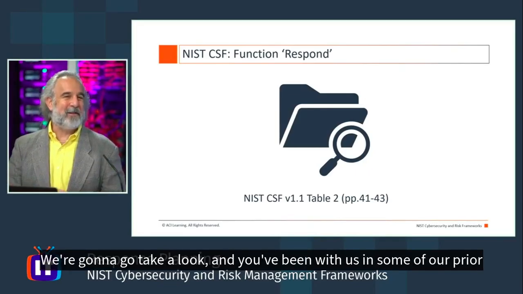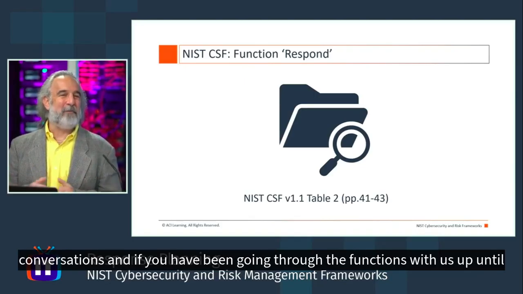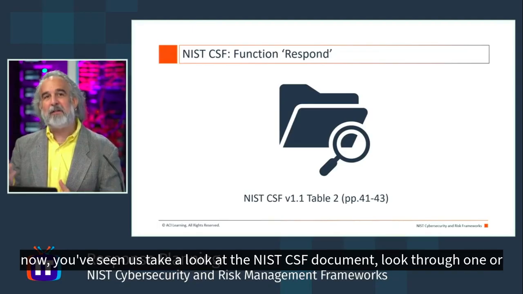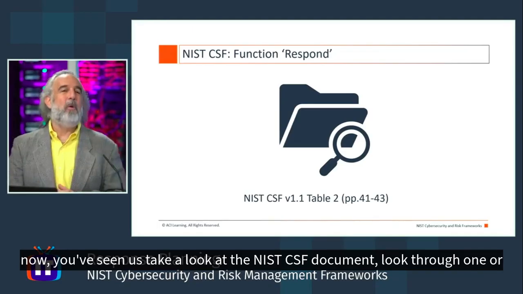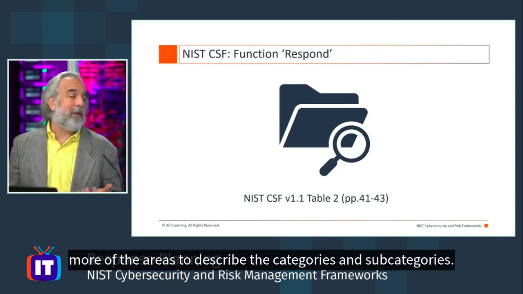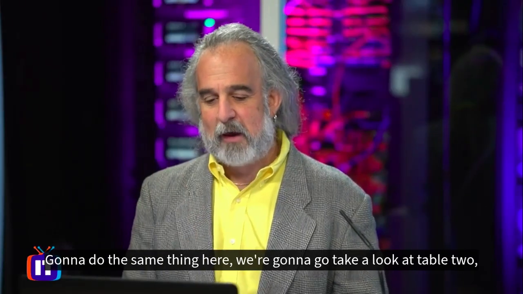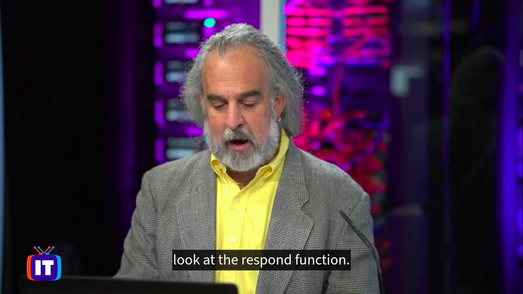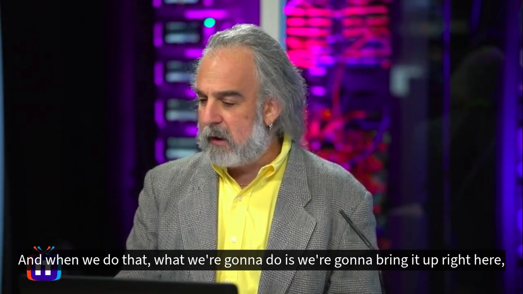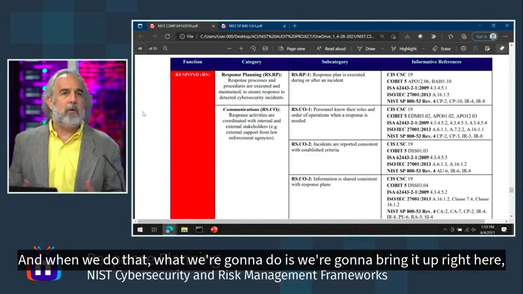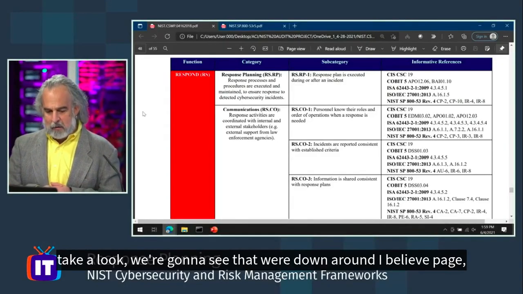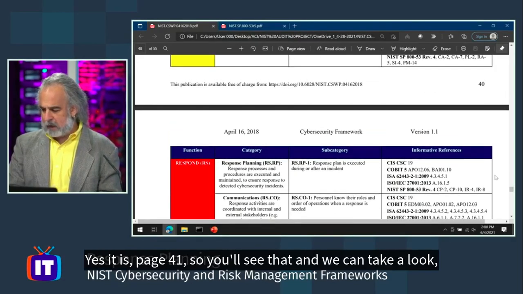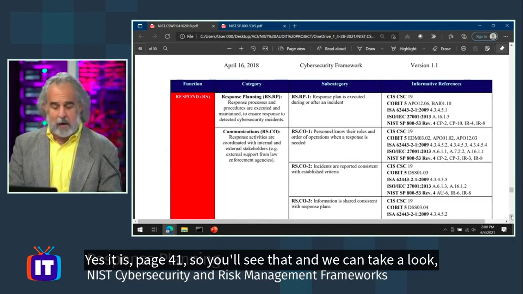And you've been with us in some of our prior conversations. And if you have been going through the functions with us up until now, you've seen us take a look at the NIST CSF document, look through one or more of the areas to describe the categories and subcategories. We're going to do the same thing here. We're going to go take a look at table 2, look at the respond function. And when we do that, we're going to bring it up right here, take a look. We're going to see that we're down around, I believe, page, let me just double check. I think it's page 41. Yes, it is page 41. So you'll see that, and we can take a look.